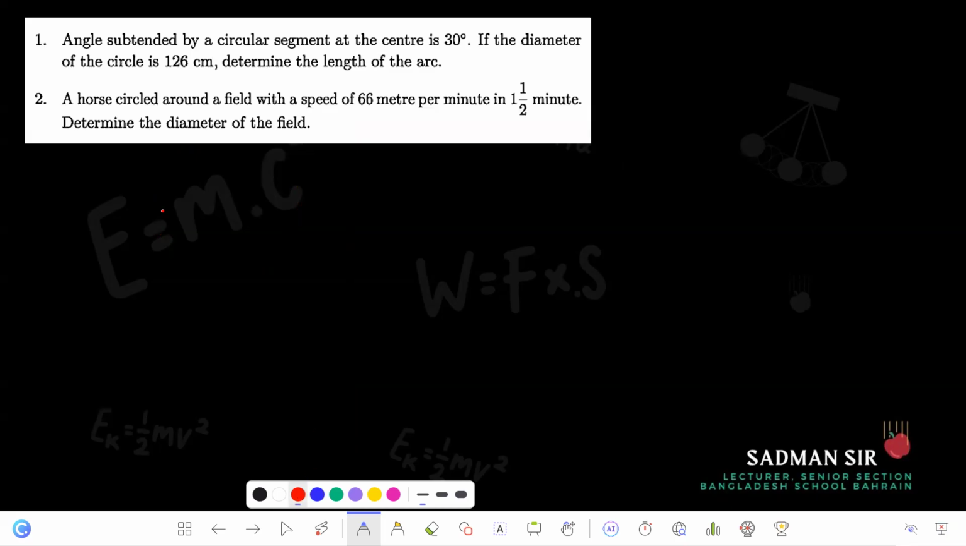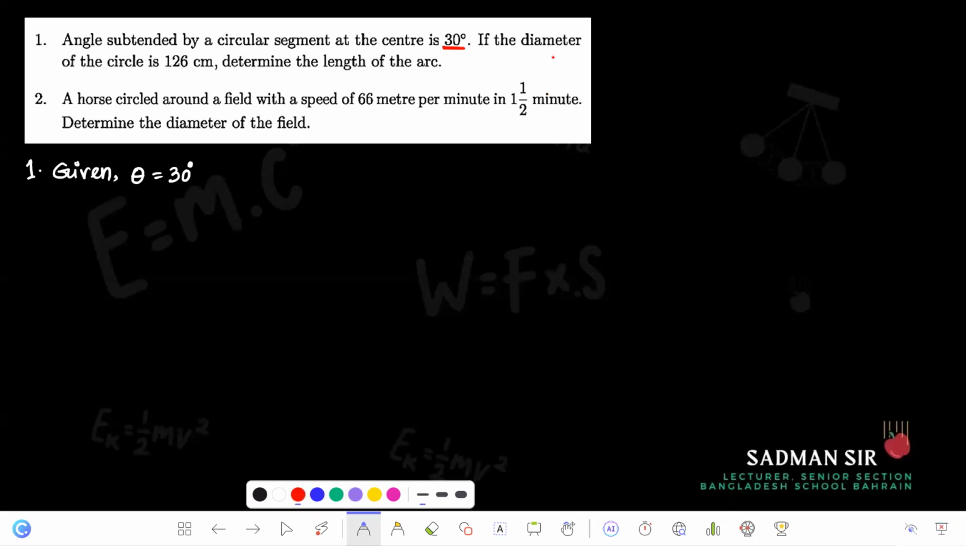So question number 1 says that the angle subtended by a circular segment at the center is 30 degree. Can anyone tell me what does this 30 degree represent, or what is the symbol that we use to represent the angle? Theta, right? Are you listening to me, or am I muted? Oh, I'm not muted. Can you hear me clearly? Yes, sir. Can you respond and make the class interactive? Okay. So theta is equal to 30 degree.